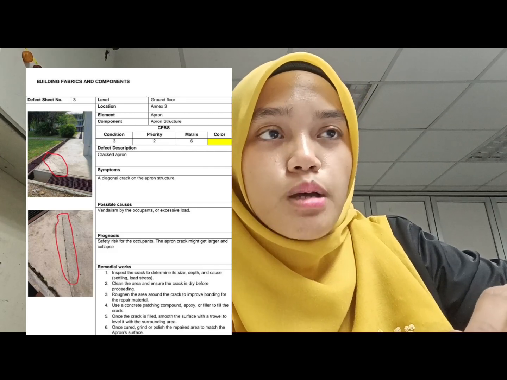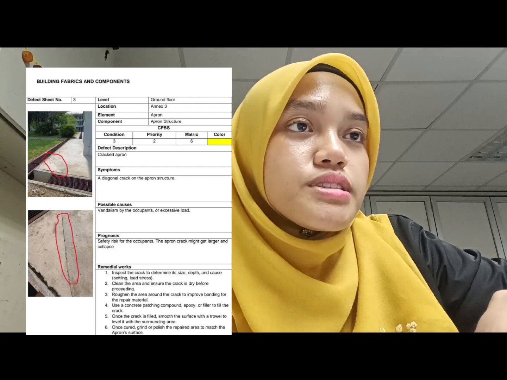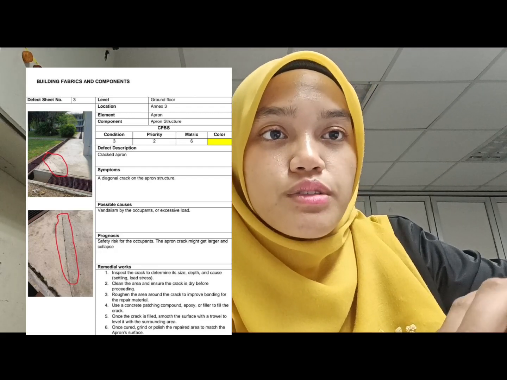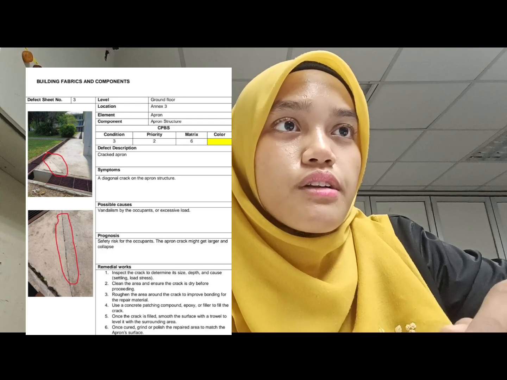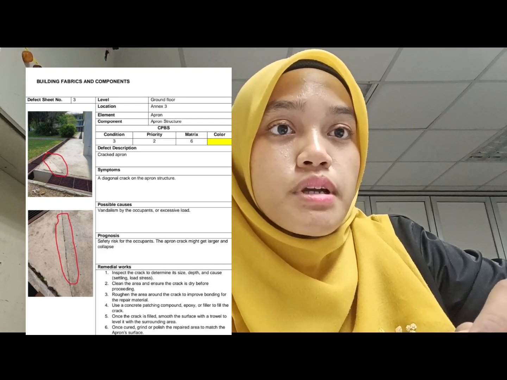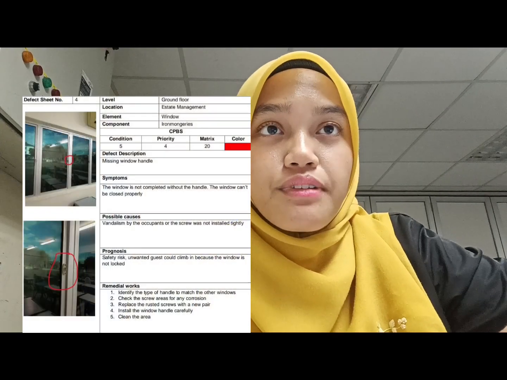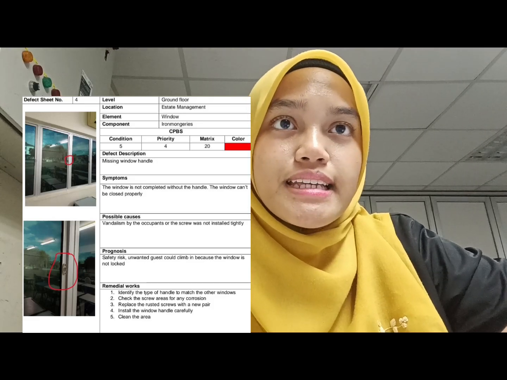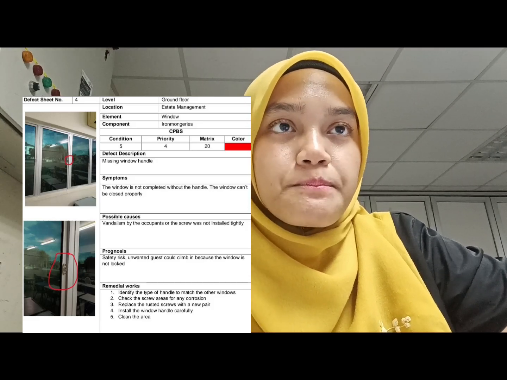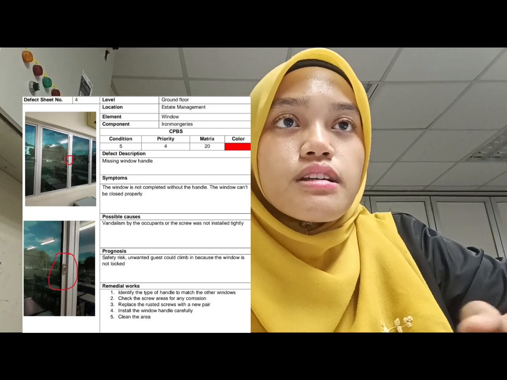So there are 6 steps for the remedial works. Basically, you just have to use the grouting method and paste the area of the crack and clean the area, make sure it's smooth. Next is windows. So the condition is 5, the priority is 4, the matrix number is 20, which is the highest one yet, and the color coding is red.